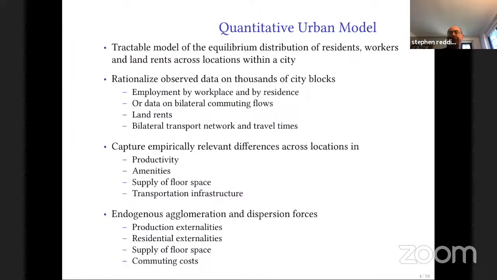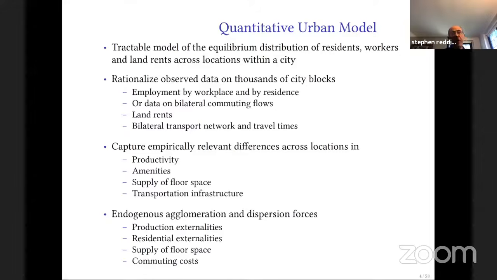In the applications I developed today, I'm going to actually allow two types of agglomeration forces on the production side. We're going to have some production externalities where productivity is increasing in the density of employment. And we're also going to allow for some residential externalities where amenities are related to the density of residents.